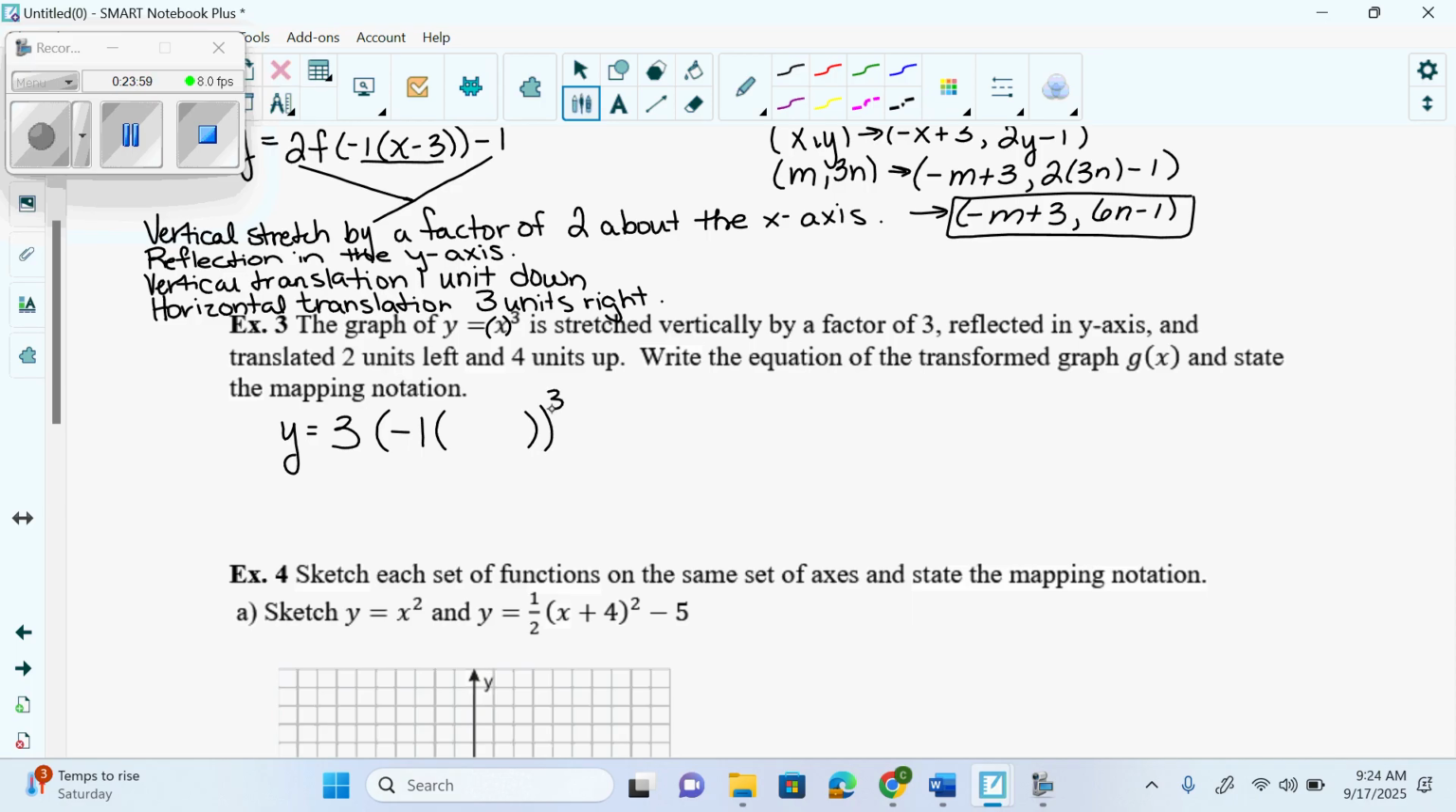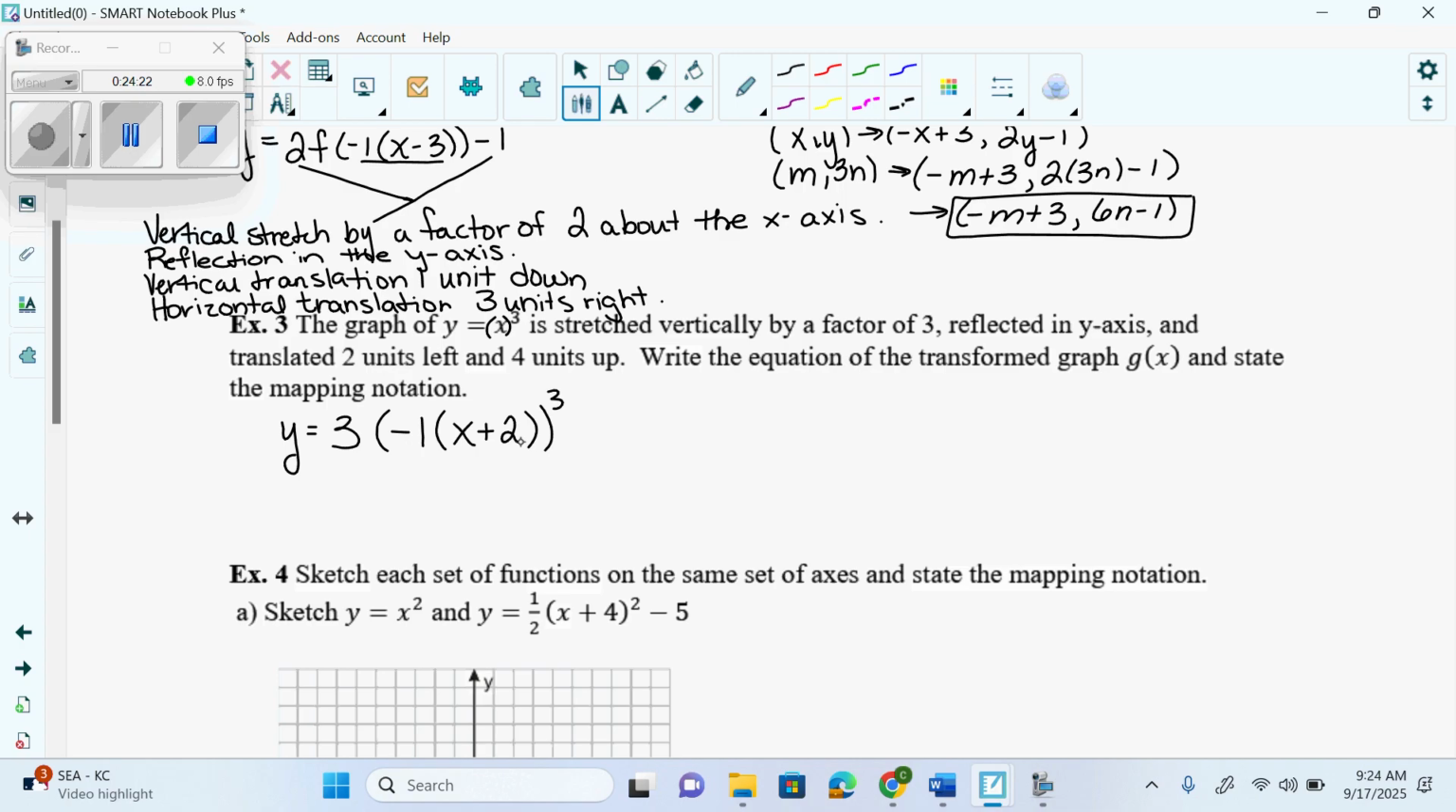Translated 2 units left. So I have to go x plus 2. Do you see how I have that extra bracket in there? Why do I need that extra bracket? Because I need to have a 1 in front of my x before I can say the translation. So I can't go -1 x plus 2, because then I could take the negative out and it would actually be x minus 2, and I'm going 2 right.